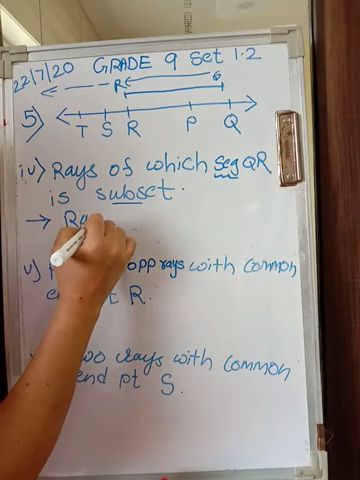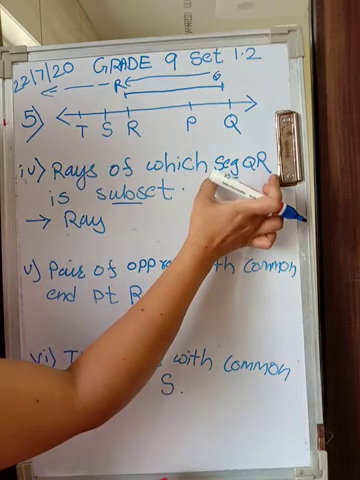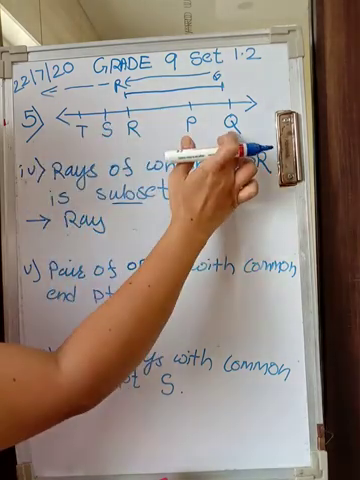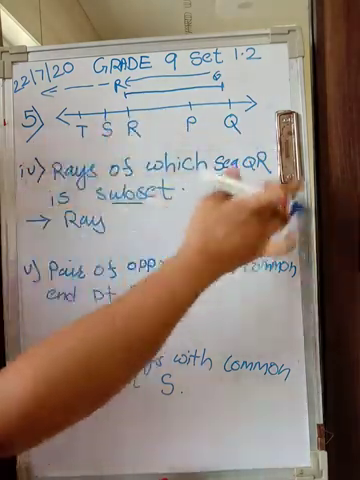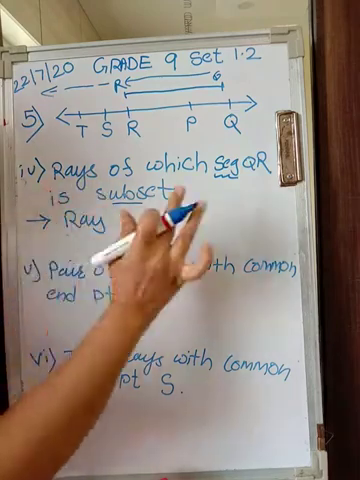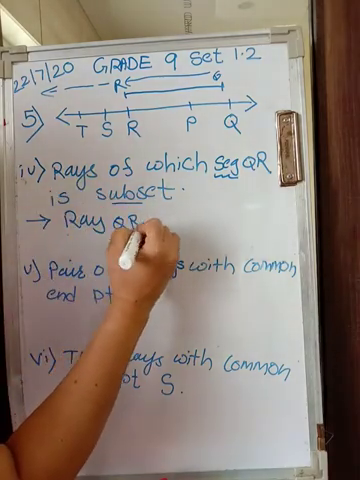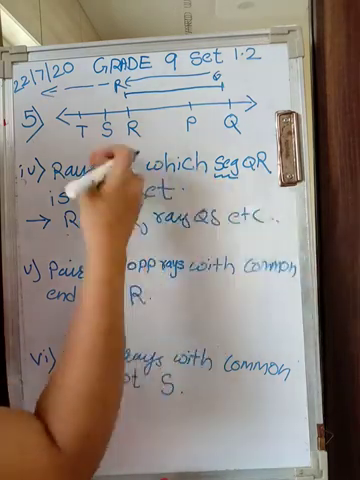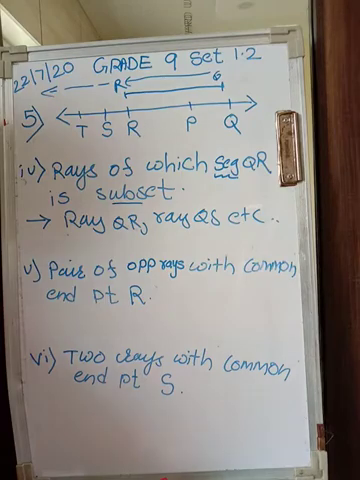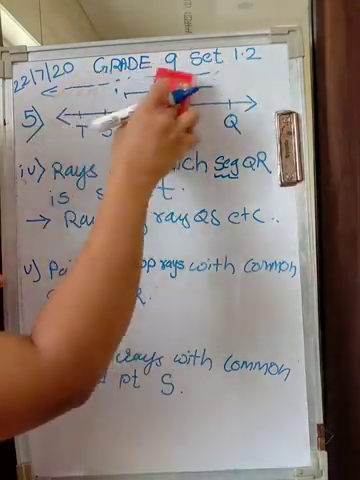So many answers are here. You can say a ray or line that includes segment QR. So it can be line TQ. It can be ray QT. It can be ray QR, etc. I am writing two, three: it can be ray QR, it can be ray QS, etc. You can write as many answers as possible. Okay, fine. Now let us go for the next question. That is question number 5.